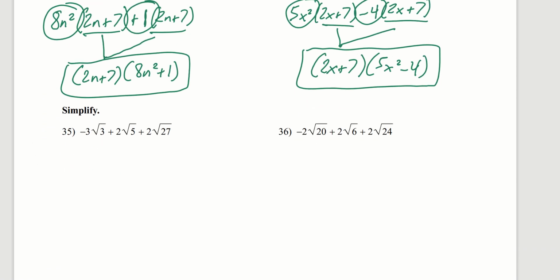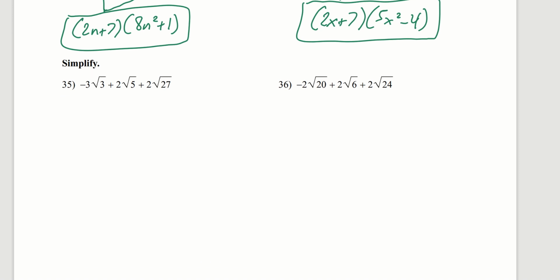All right, 35 and 36, working with radicals here. So how do I simplify these here? Well, I can only add things together if the bases, so in other words, the numbers under the square roots, are the same. So I notice all three of those right now are not the same, but 27 can actually be simplified.